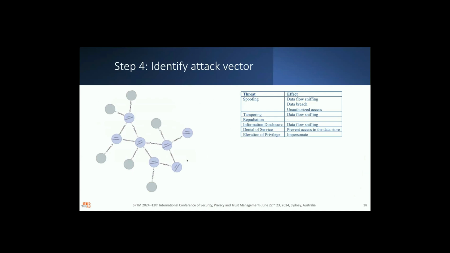The next step is identify attack vector. Up to here, we have the DFD, and we found the effects or potential attacks. In this step, we will find the source and destination of the data flow, and we can make the attack vector. This is an example of one DFD.